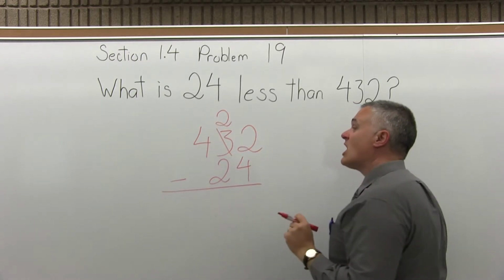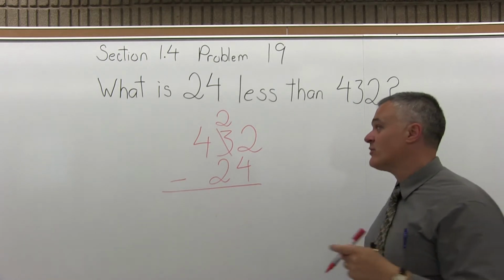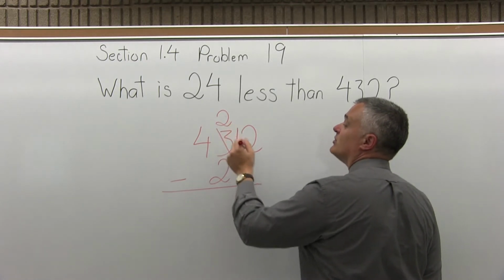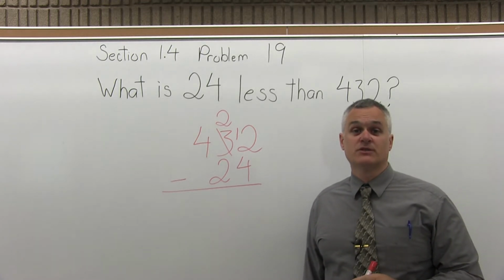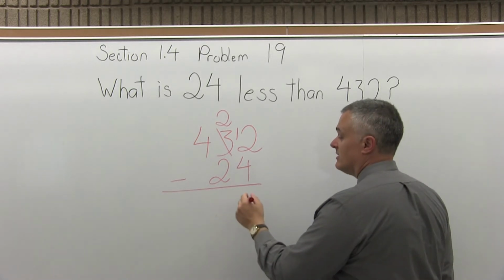Now the 2 in the far right column can have a 1 in front of it, which will change it from a 2 to a 12. Now I can subtract. I subtract 12 minus 4, which is 8.